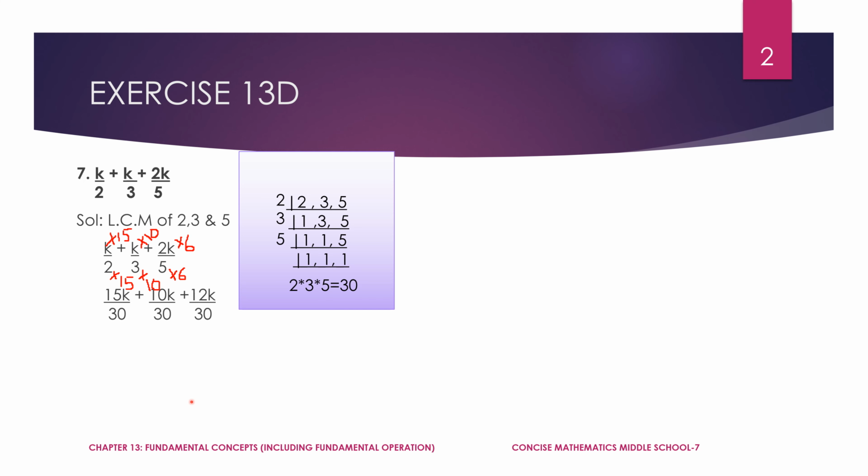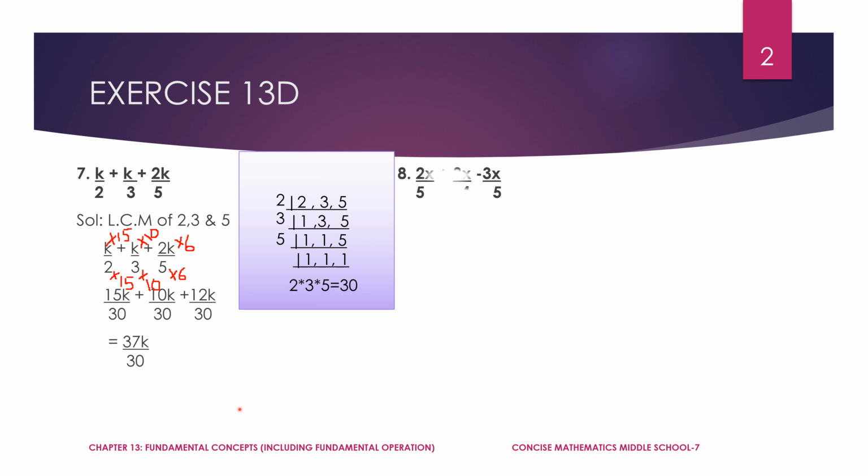Now in the next step I am just multiplying: 5 into k is 15k, 10 into k is 10k, 6 twos are 12k, and down below when you multiply, 2 15s are 30, 3 10s are 30, 5 6s are 30. Because all are having plus sign, you can simply add them all. 15 plus 10 plus 12, that is 37k by 30. So this is our answer. I hope this is very clear.